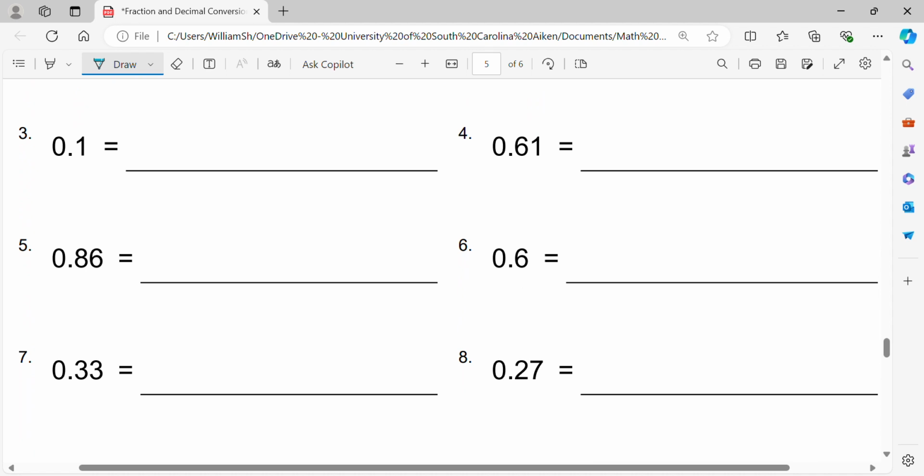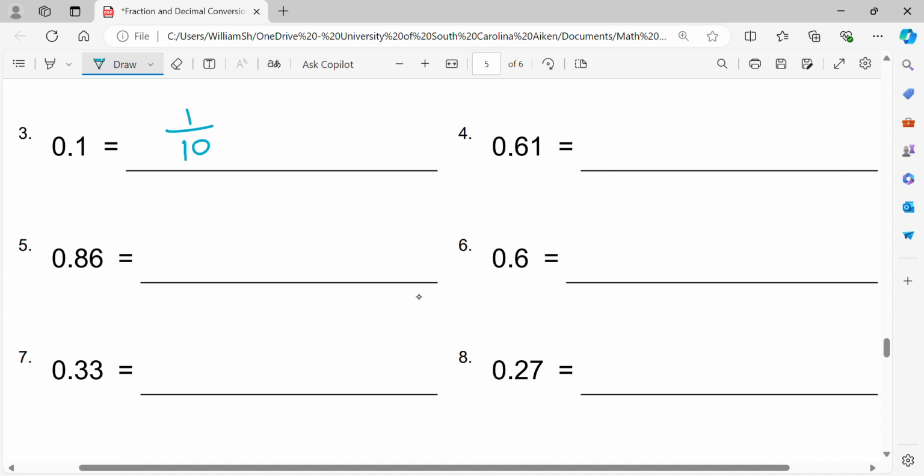Number 3 here is 0.1. Okay. That 1 is in the tenths place, so I'm looking at 1/10. Reduce if possible, and I cannot reduce.